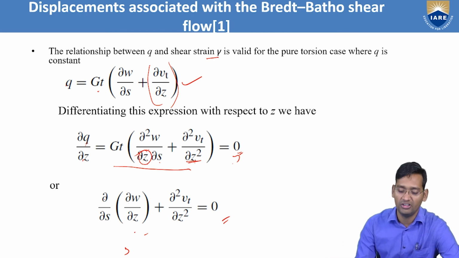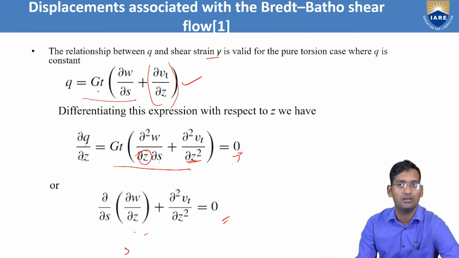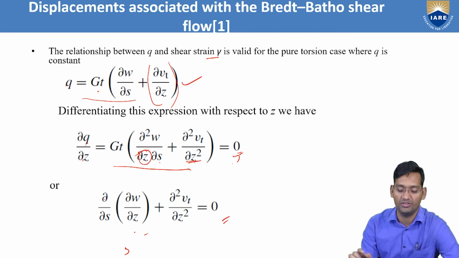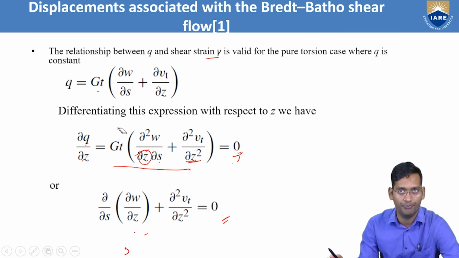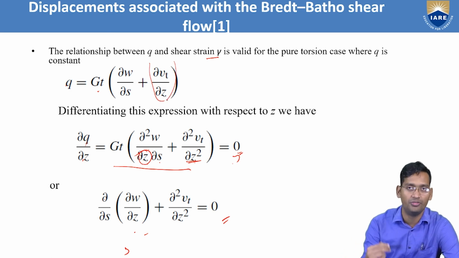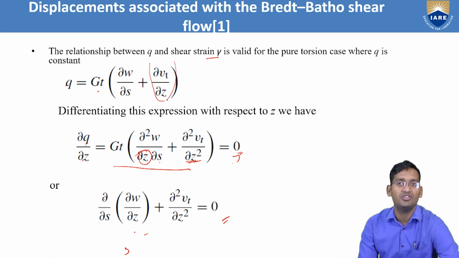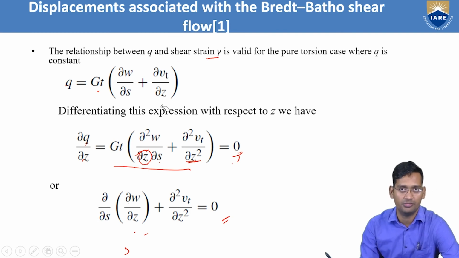Okay, so now let's see the relationship between Q and gamma. Again we will start from the shear distribution formula, GT into del W by del S into del VT by del Z. Why? Because it's a closed section, so this term will be there. In this case the difference is that we substituted the value of this one before, but this time instead of substituting the value of del VT by del Z, we will differentiate.